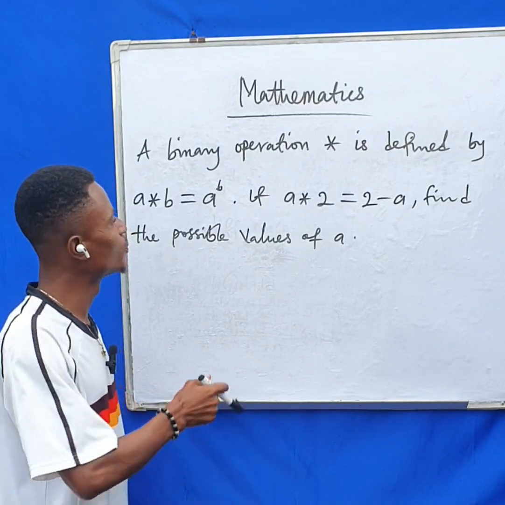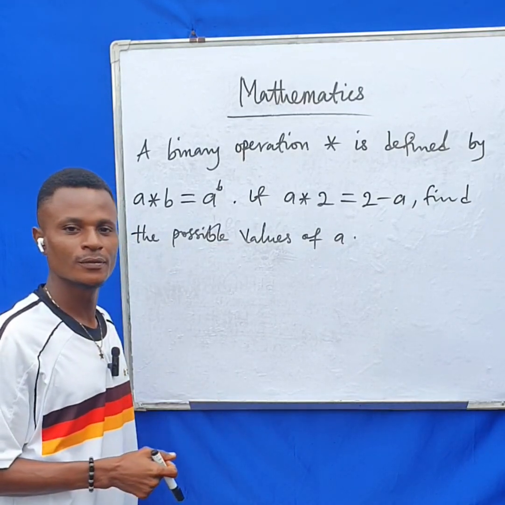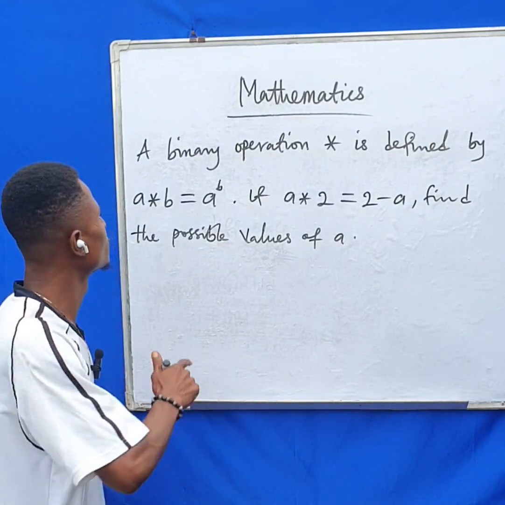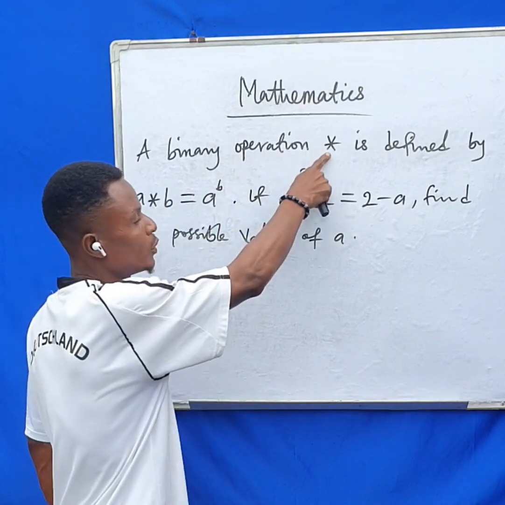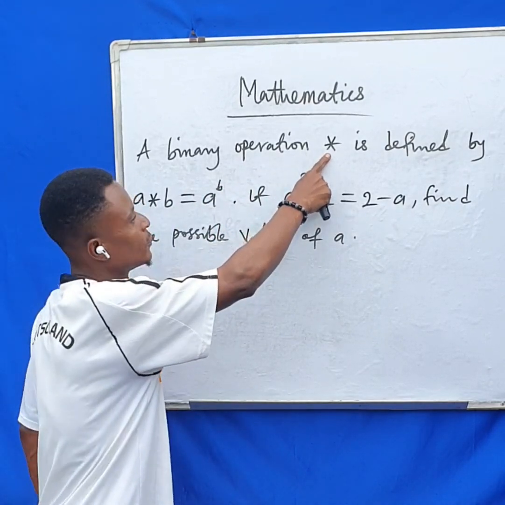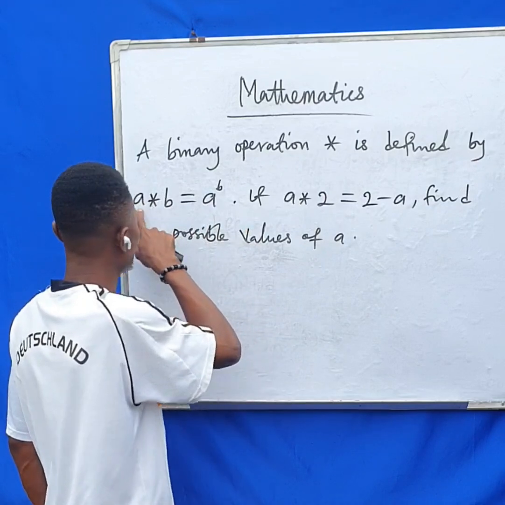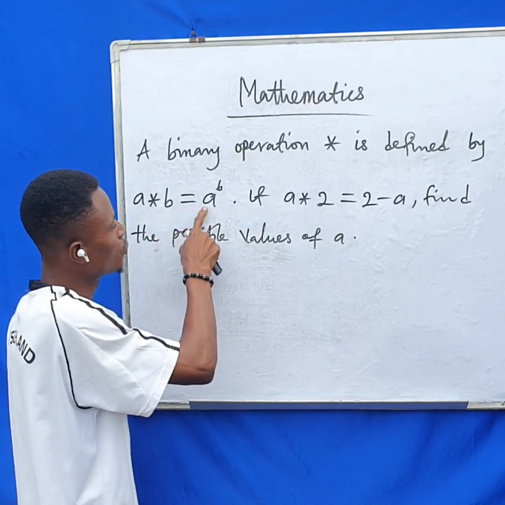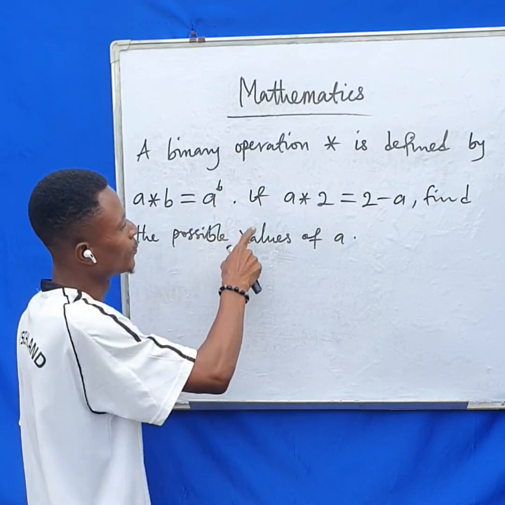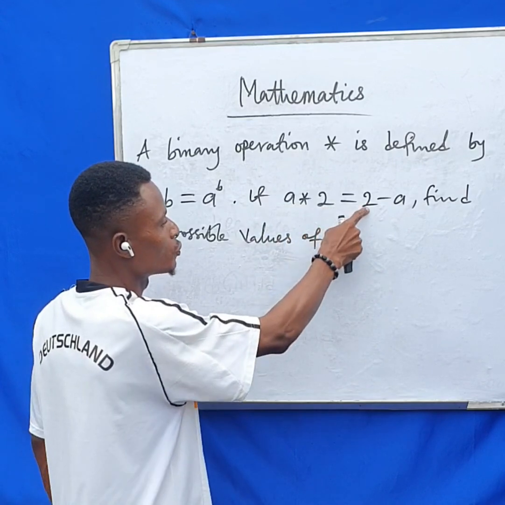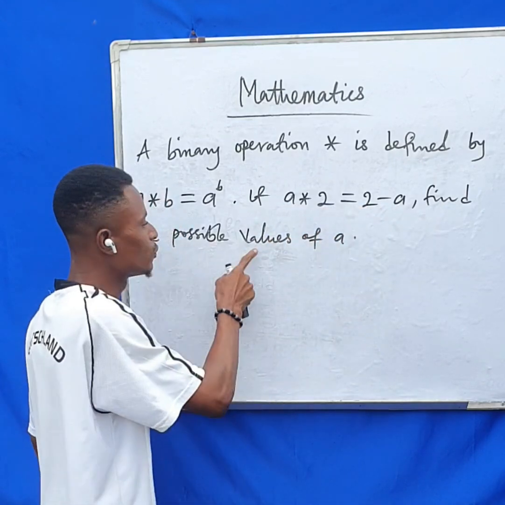Let me show you how to solve this kind of math question on the board. We are told that a binary operation, which is represented with asterisk, is defined by a asterisk b equal to a raised to the power of b. If a asterisk 2 is equal to 2 minus a, find the possible values of a.